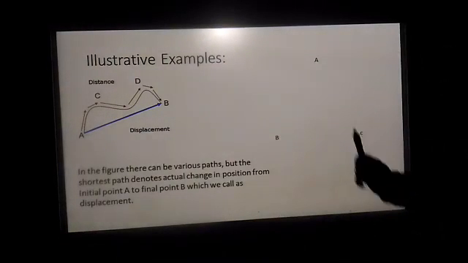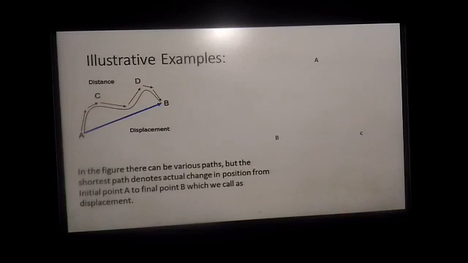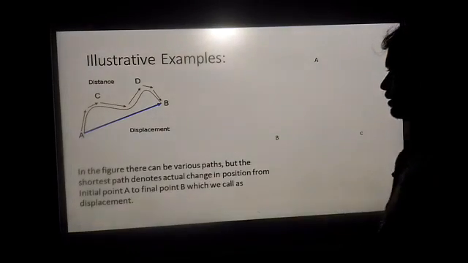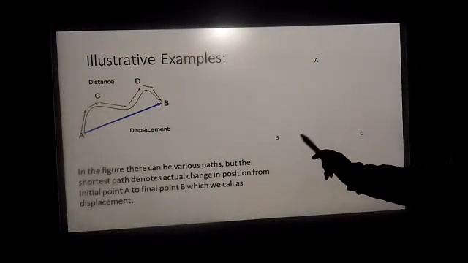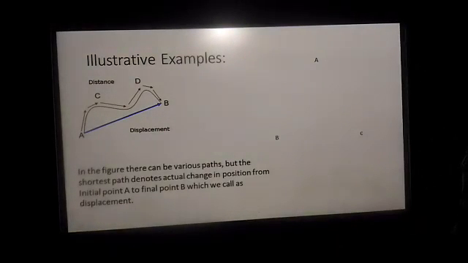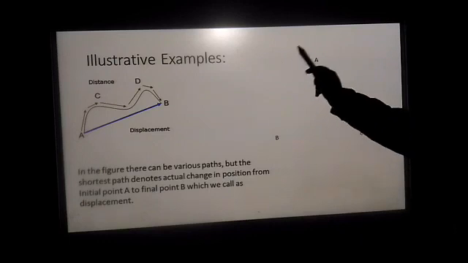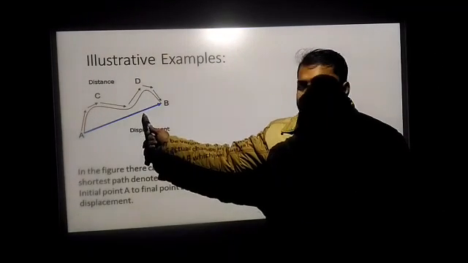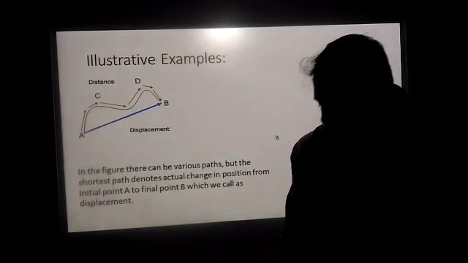In the figure there can be various paths, but the shortest path I have highlighted in blue color. Just focus there. The shortest path denotes the actual change in position from initial point A to final point B, which we call displacement. This blue vector is known as displacement.